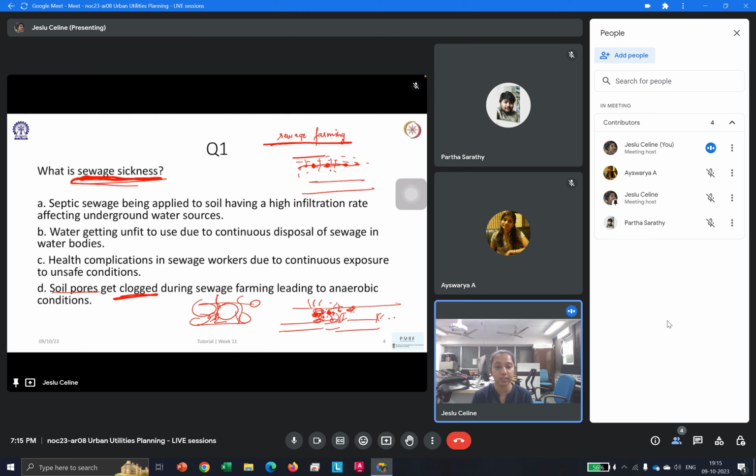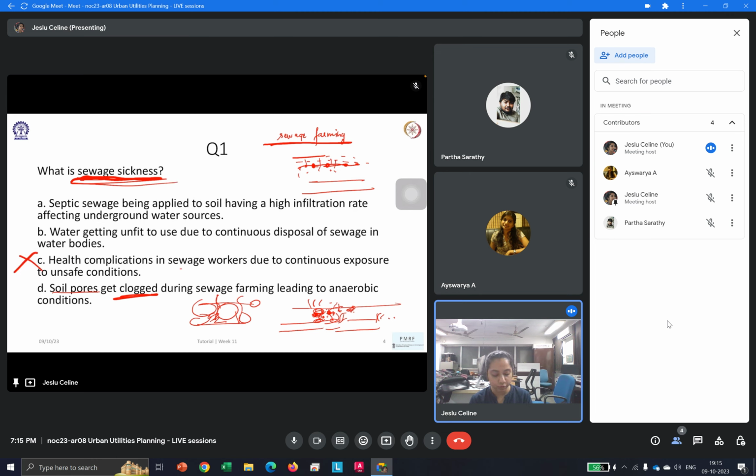So this is not a condition that we prefer. We want to eliminate this. So usually we do certain tests to test for sewage sickness, and ensure that periodically tests are done to make sure the pores are not clogged, or if they're clogged, you unclog them so that sewage sickness does not happen. So definitely C is not the answer. This is just given to confuse you.